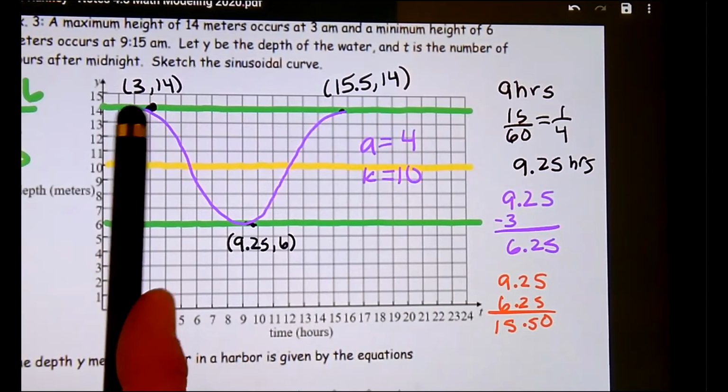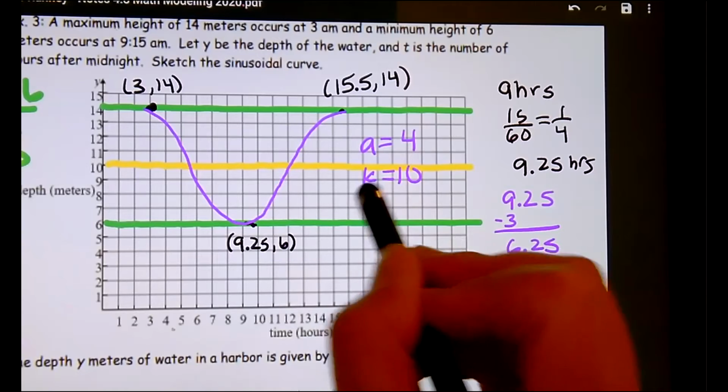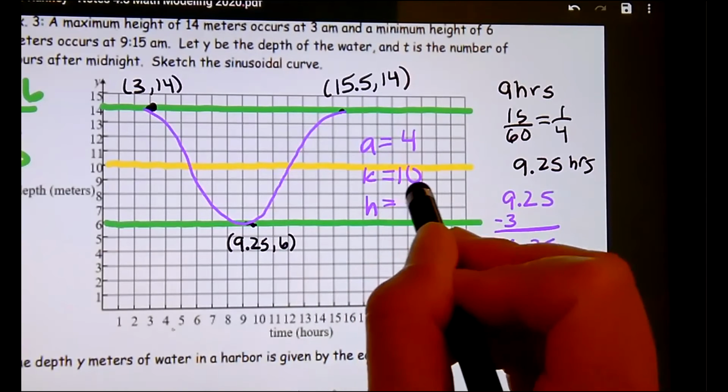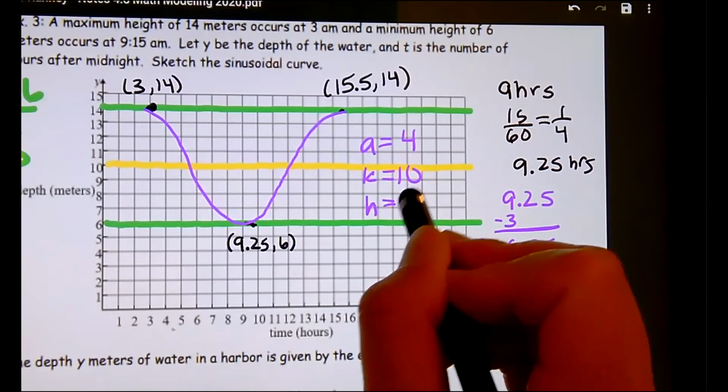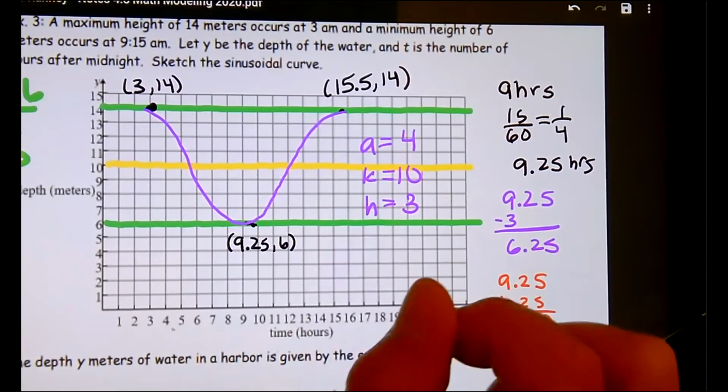If I'm doing cosine, and they gave us a choice, I personally would do cosine for this. So for cosine, my H is going to be 3. It's going to be an x minus 3 is what I'm going to have here.